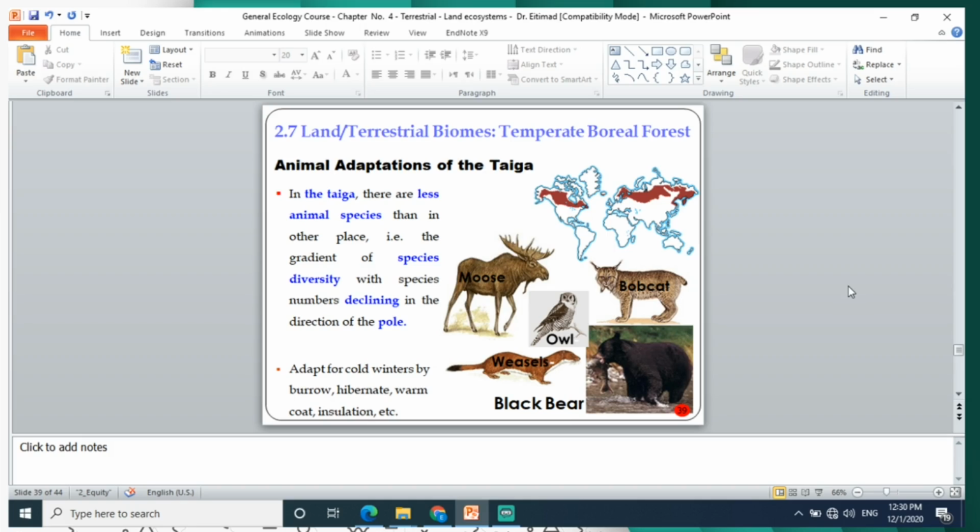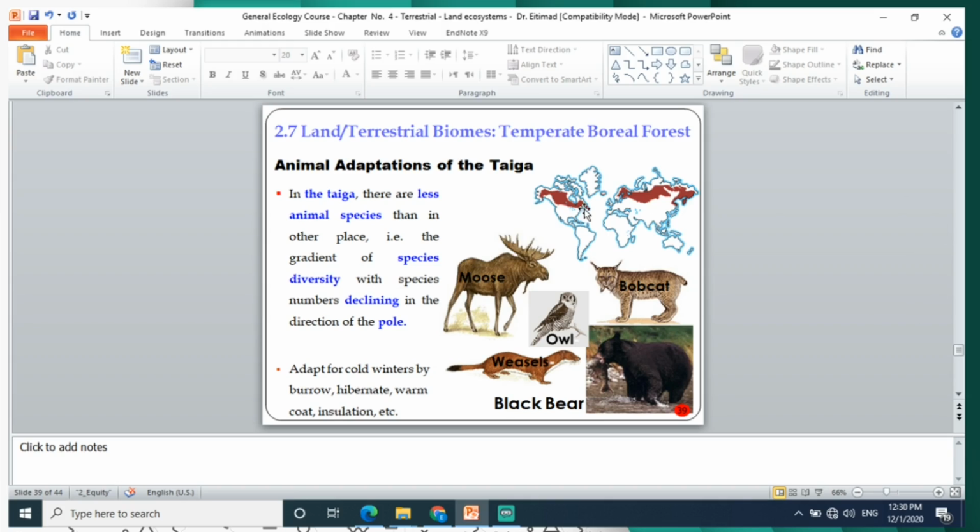Fewer animal species are present there because, as you know, according to the rule, whenever you move further from the equator, there are, in a gradient way, fewer animals and plants. There is a decline in number in the direction of the pole. When you go from the equator to the pole, the number of plants and animals will be less. So in the temperate boreal forest, this biome is characterized by fewer animal species.